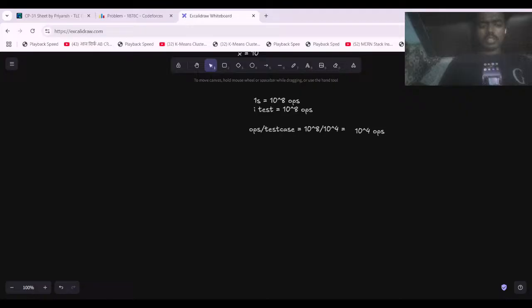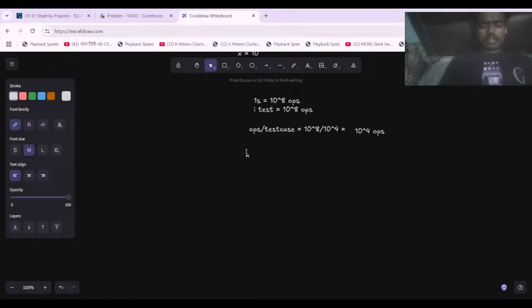Now inside every test case I have n, and since I'm talking about the time complexity, it would be of the order of n with dependency 10 raised to power 5, right? Given in this question is 2 into 10 raised to power 5, so that tells me something very simple. If I am talking about 10 raised to power 4 operations in every test case, this is a limit. I cannot create a solution with big O n, right?